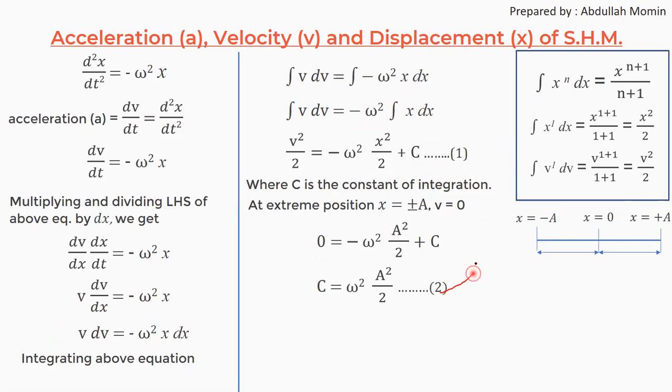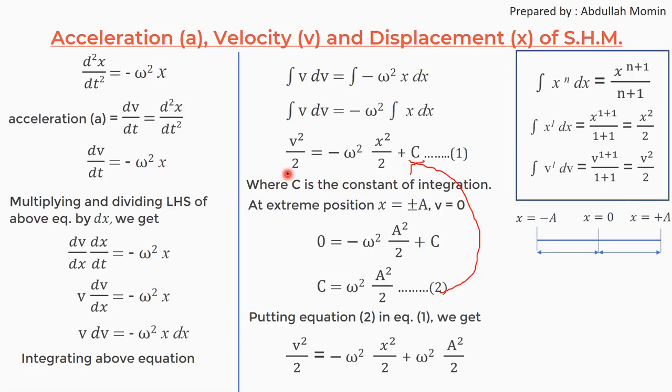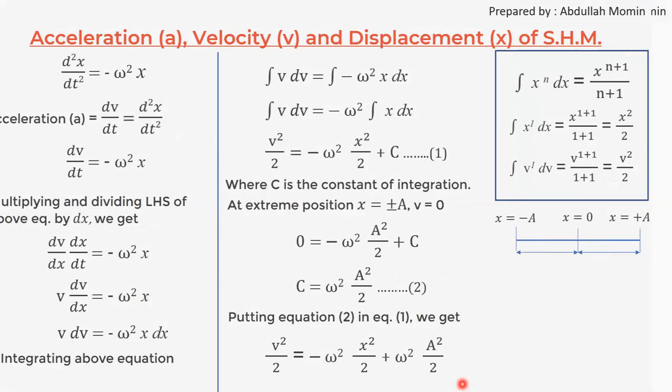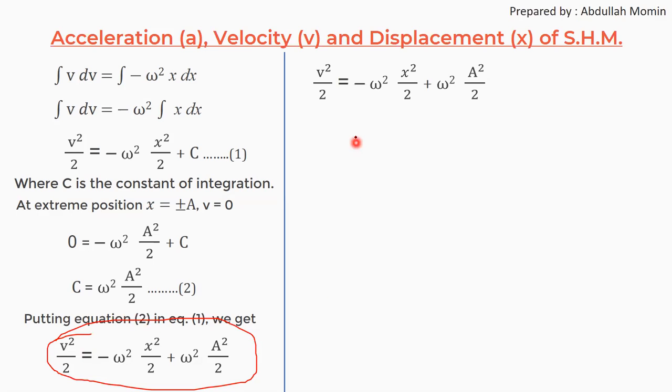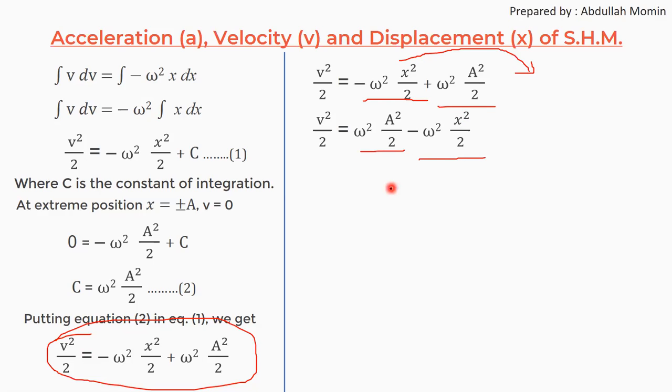So now putting the value of c in this equation, we will get v square by 2 minus omega square x square by 2 plus c. Instead of c, we are going to put omega square a square by 2. So now we have this equation. Rearranging the terms, minus omega square x square by 2, we are writing it after the first term, and this positive term we are writing earlier.